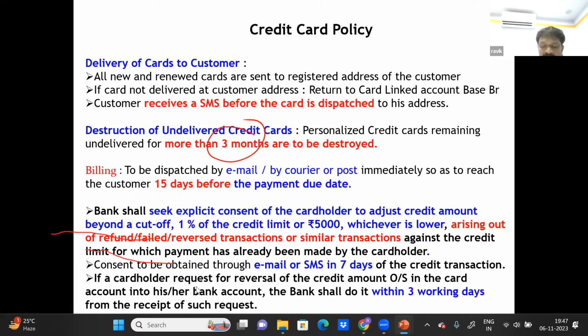If the card holder asks, no sir, reverse it, send me back that amount, we have to send it back. If the card holder requests reversal of the credit amount outstanding in the card account, the bank shall do so within 3 working days from the receipt of such request. If he wants to take back the 10,000 rupees, within 3 days you have to give. Okay. If you want to adjust, the maximum you can adjust is 1%, maximum 5,000, and that too with the consent of the card holder.